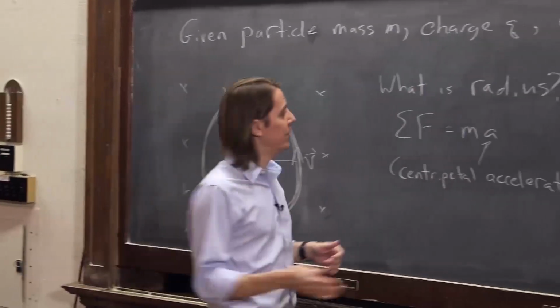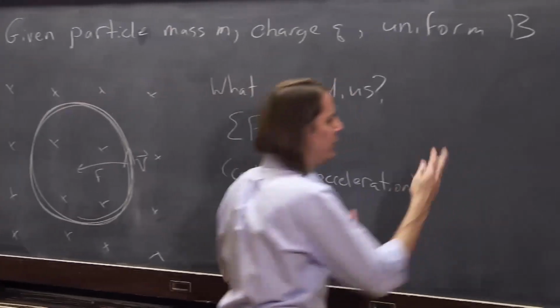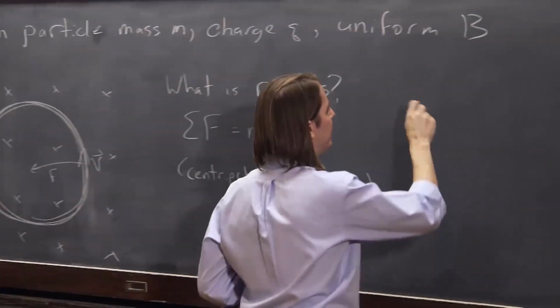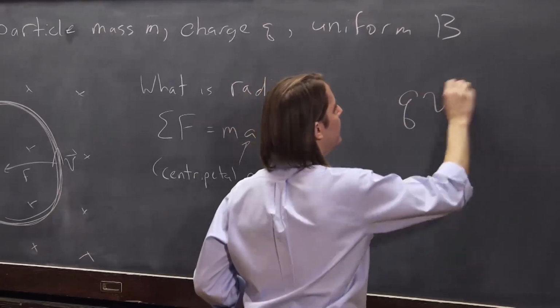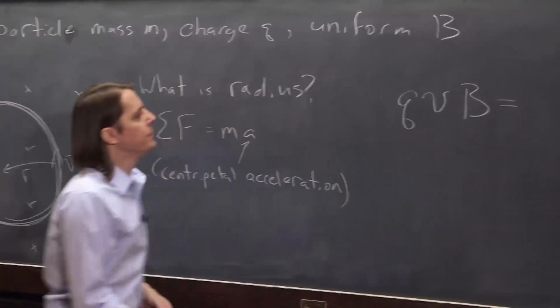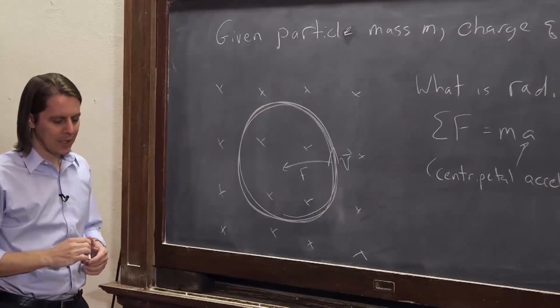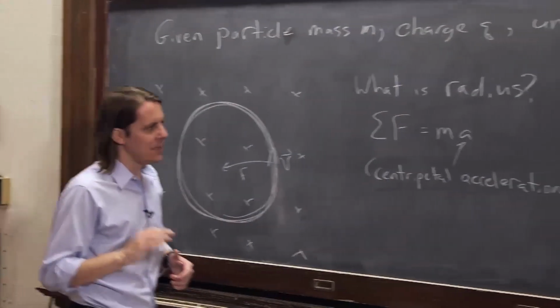So we can solve it and say, well, what is the force? Here we're just going to do magnitudes. We're not thinking about directions. The direction is constantly changing. The magnitude of the force is qvB. All right, we were given q, we were given B. We know it's moving with some v. And that's going to equal m.